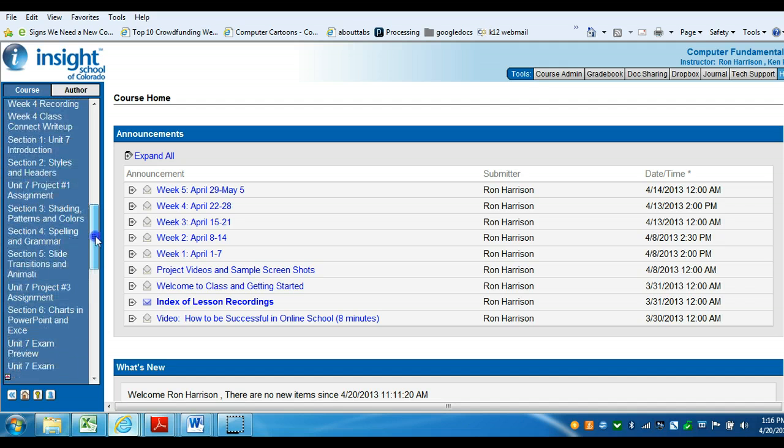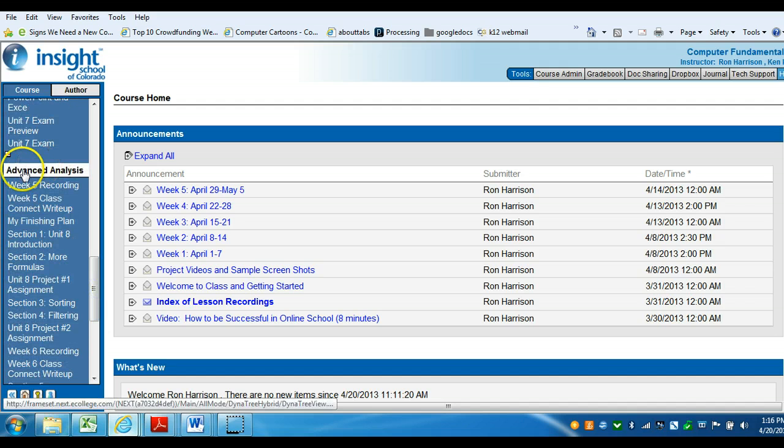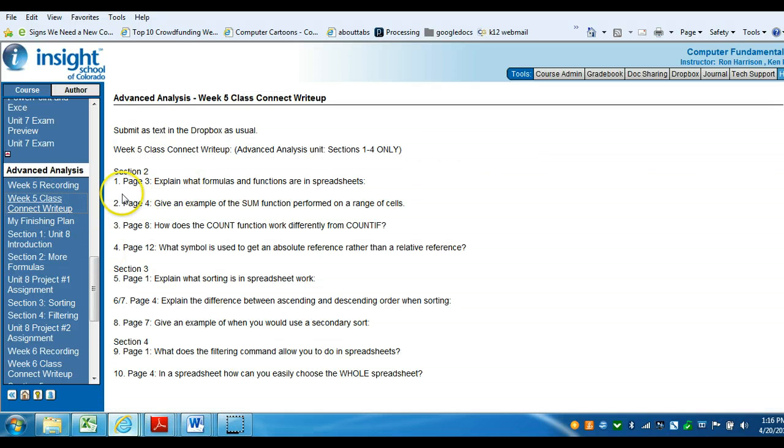So moving down here a little bit, here we are in week 5. And of course, in week 5, just like always, you'll do the Class Connect write-up, and I'll address these things as you go through this recording. So explain what formulas and functions are. Give an example of the sum function on a range of cells. How does the count function work differently from count if? What symbol is used to get absolute reference rather than relative? So we'll talk about these things.